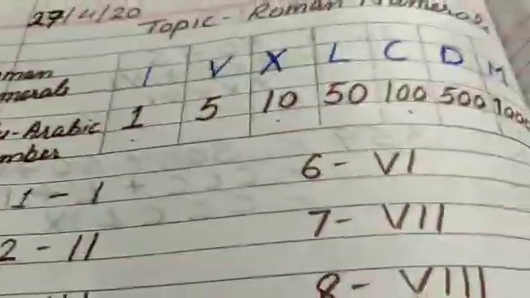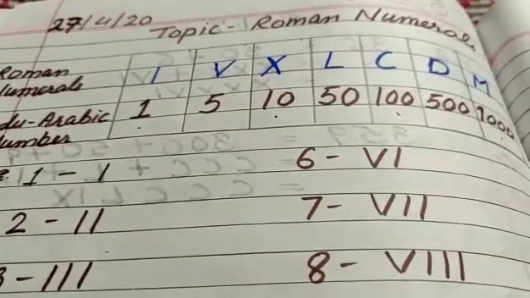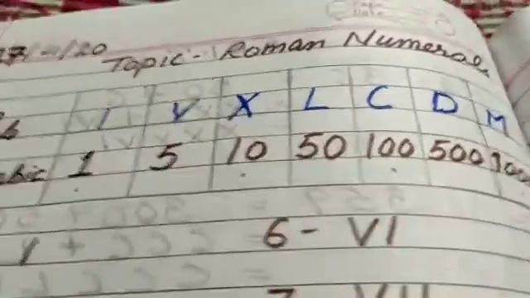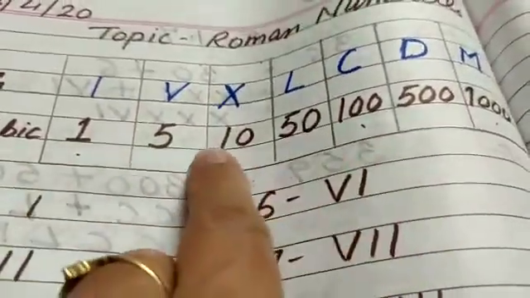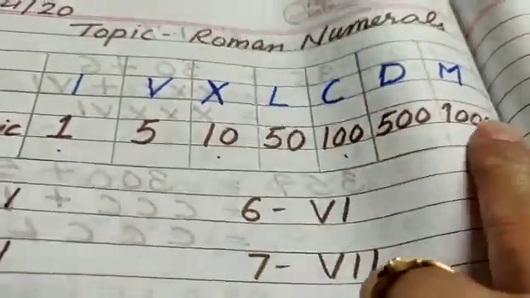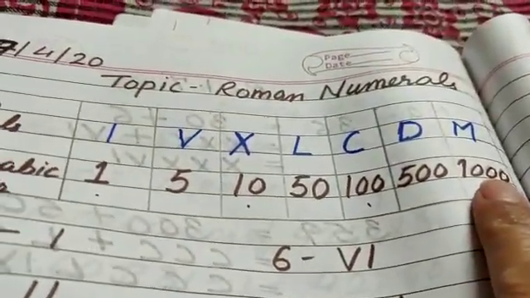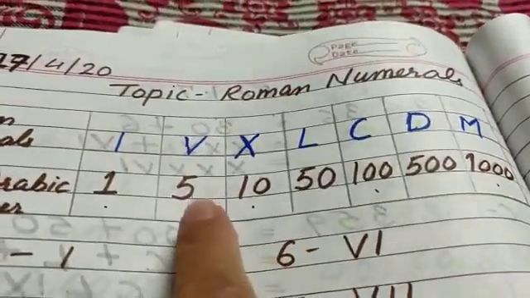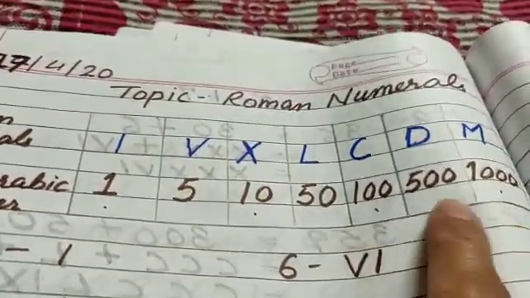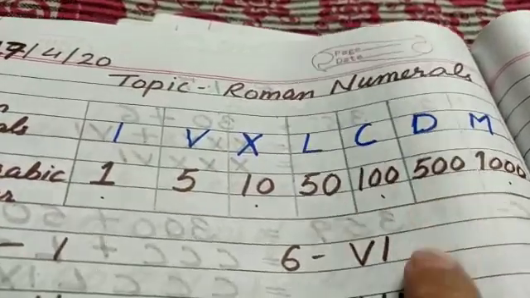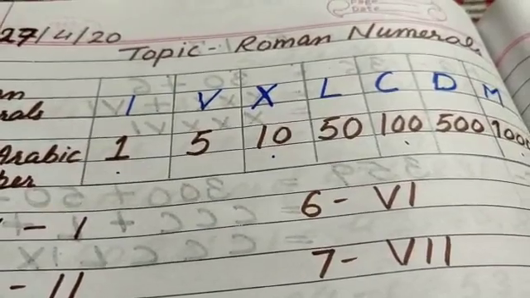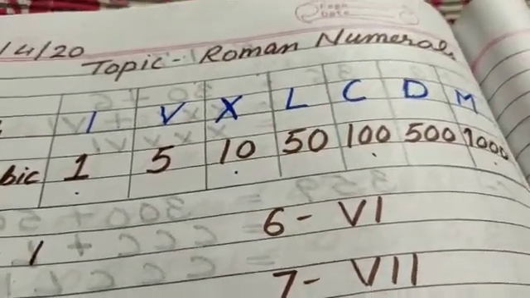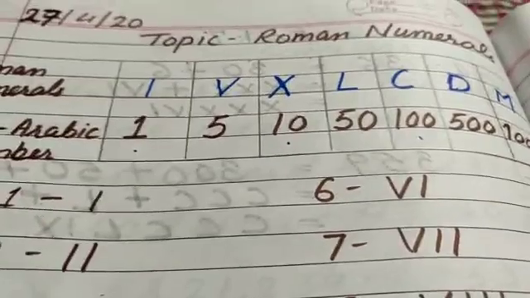One more thing: we can repeat I, X, C and M. We can repeat these alphabets, but V, L and D we can't repeat. Clear? And not more than 3 times. So these are the Roman numerals.